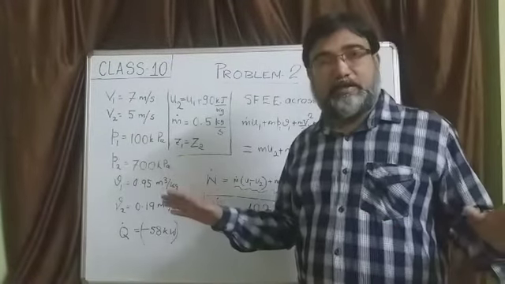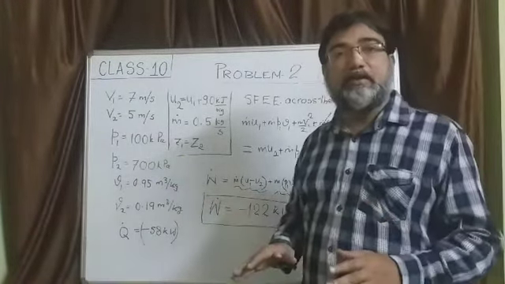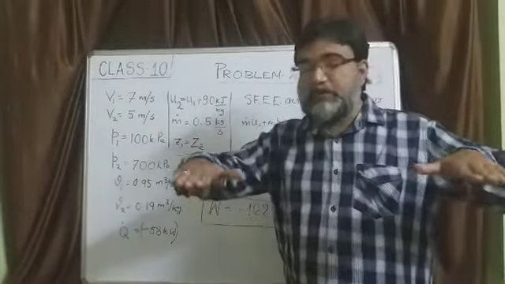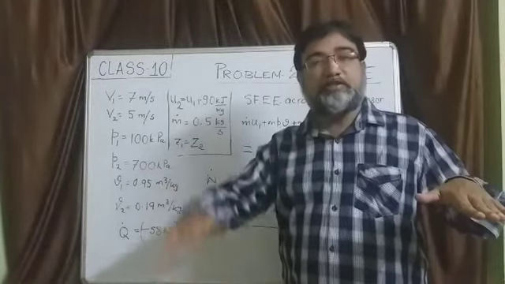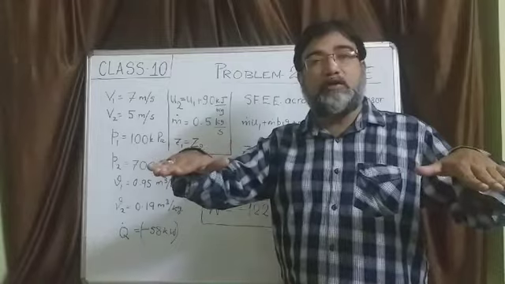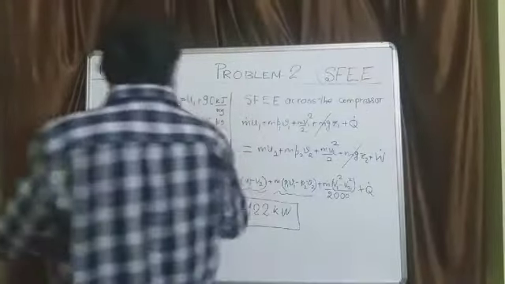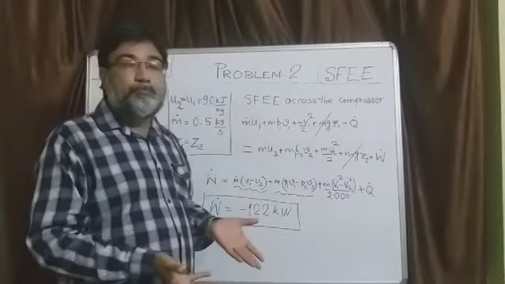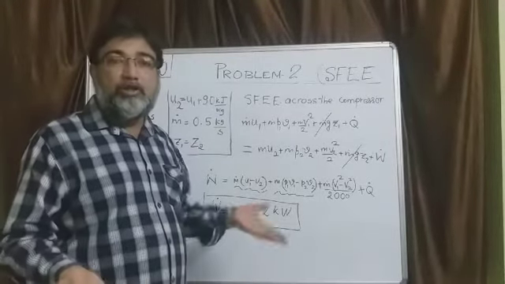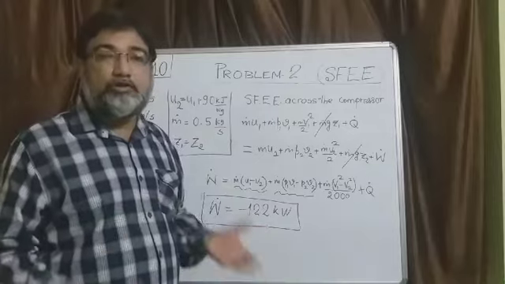The statement of the problem is silent, so we have to assume that this is a horizontal compressor where the Z value for inlet and the Z value for outlet are both the same. So I have taken Z1 equal to Z2. With this information we will now go to the actual equation which will give us the final solution.